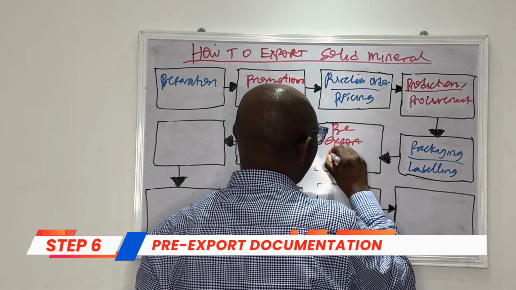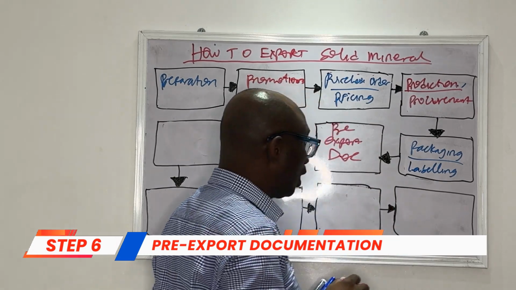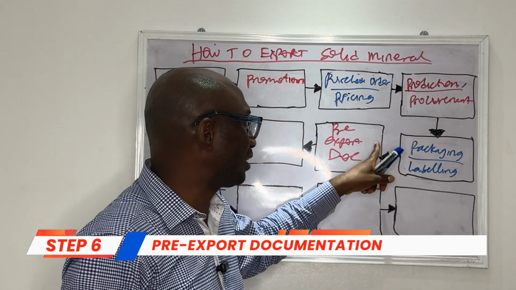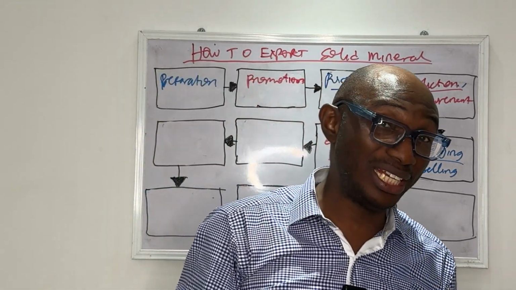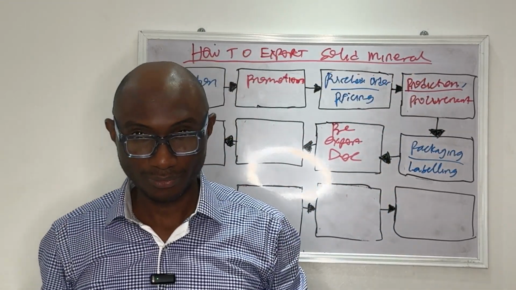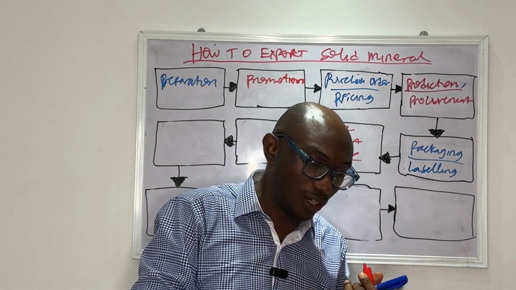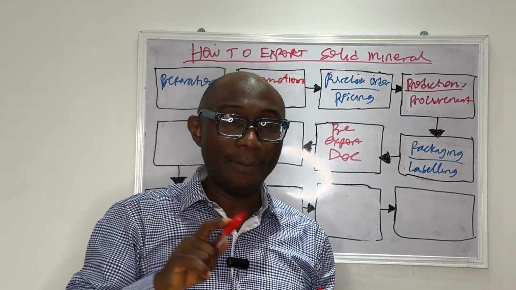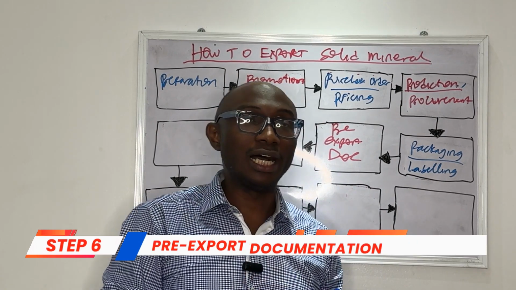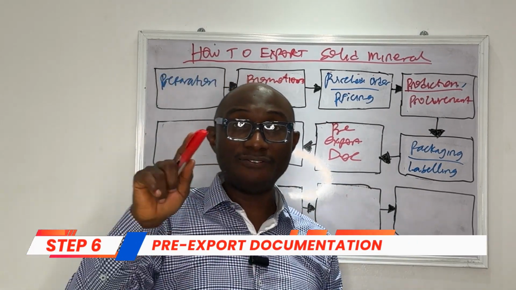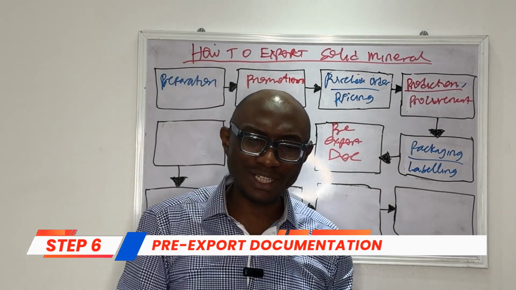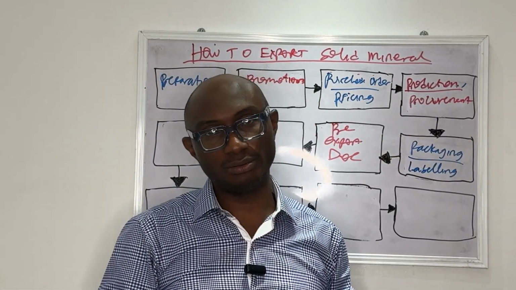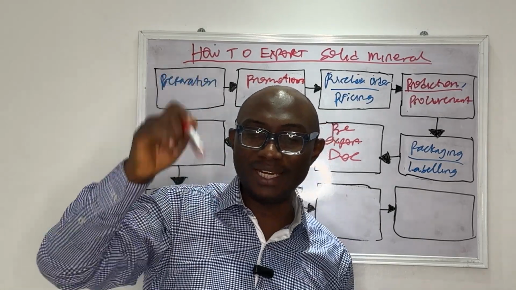Now that the good is ready for shipment, the next thing is to do my pre-export documentation. Now, in some countries, because I'm exporting minerals, I will need some peculiar documents. For example, if you are in Nigeria, you will need a mineral trading license, apart from the export declaration form, otherwise called NXP, the pro forma invoice, and the export license. All these documents are necessary and important, but in addition to these, you will need a mineral trading license.